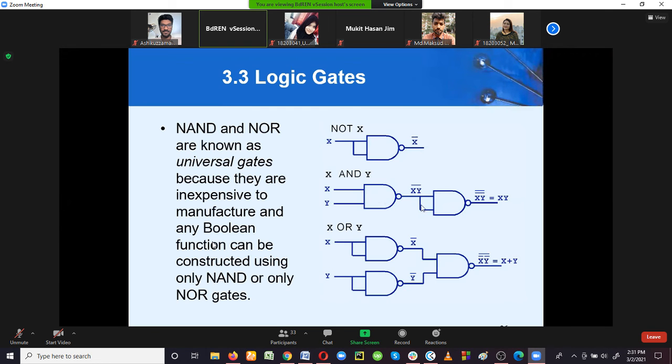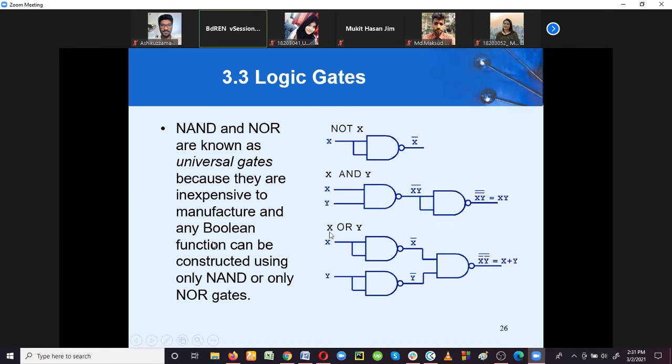Double bar means OR gate. So you have to remember the symbols also. X or Y. So from X we get X bar, from Y we get Y bar. X bar, Y bar, we are giving as input to the AND gate. So X bar, Y bar, whole bar is equal to.